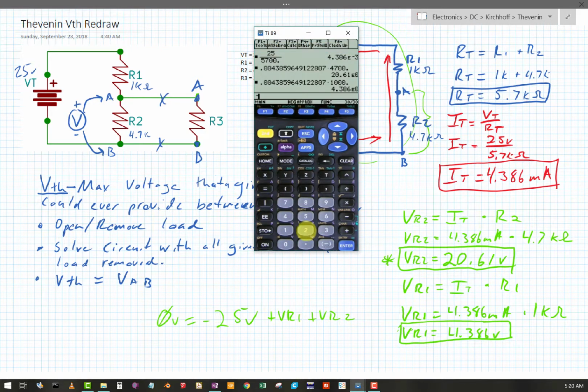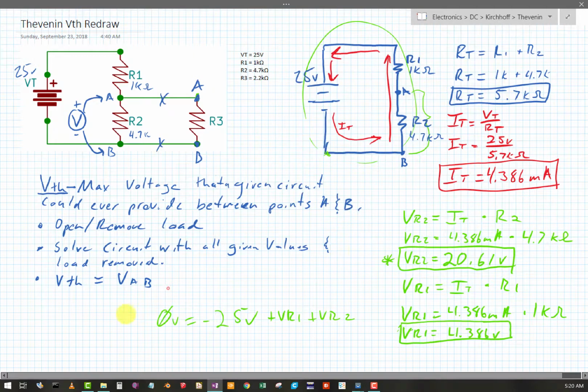Okay, so minus 25 plus VR1 plus that, and sure enough I get 0. So good, good, and good. Alright, so VR2, as identified by where in the heck is A and B on this circuit, VR2 equals VAB, which is going to be my Thevenin value, and here it is. That is my Thevenin. Well, that's all great.